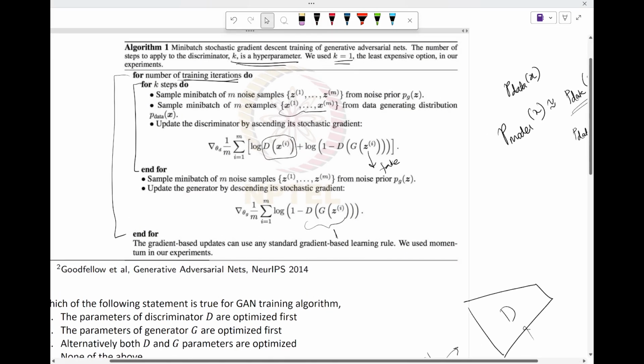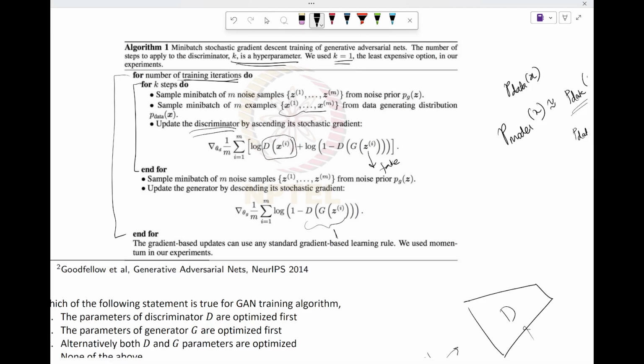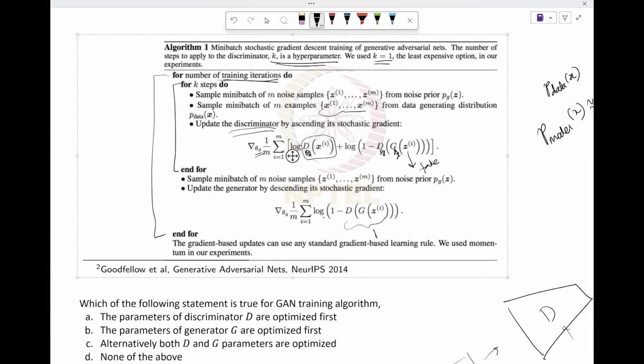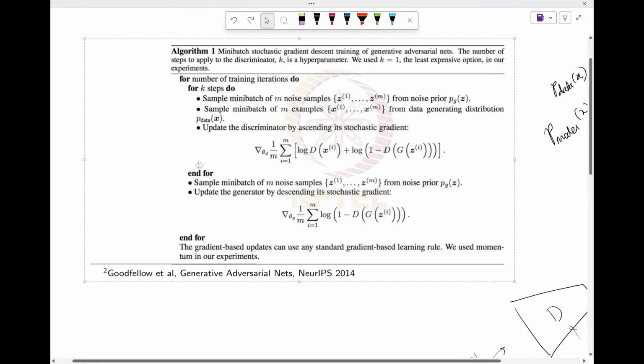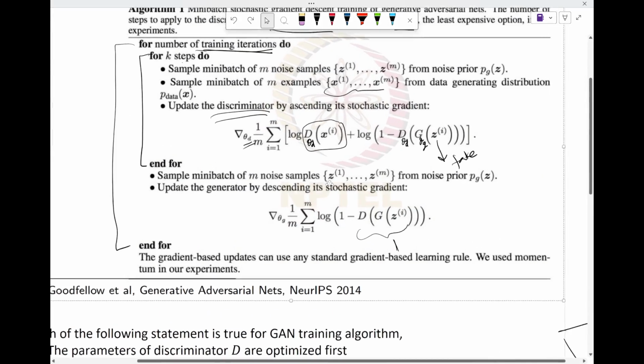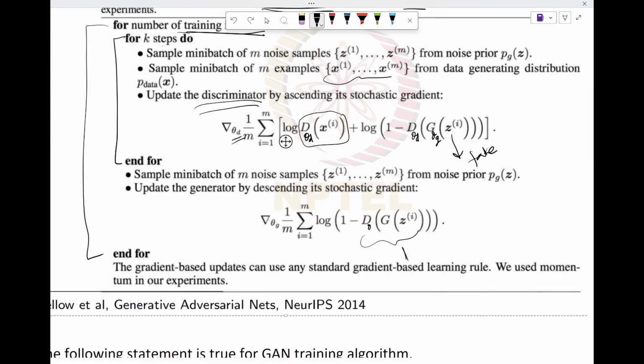So in this algorithm we can see here you are updating the discriminator parameters. The gradient is with respect to this theta d, that is the discriminator parameters. This is theta d, and this G will have theta g. So this gradient is with respect to the generator parameters.